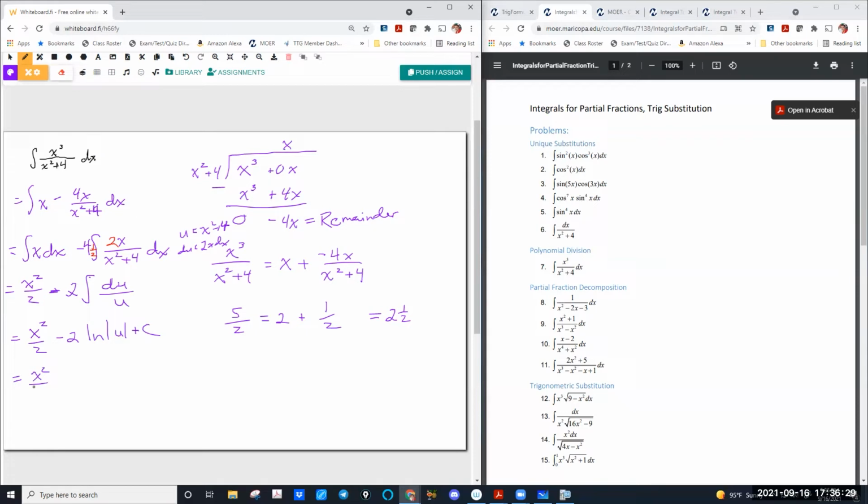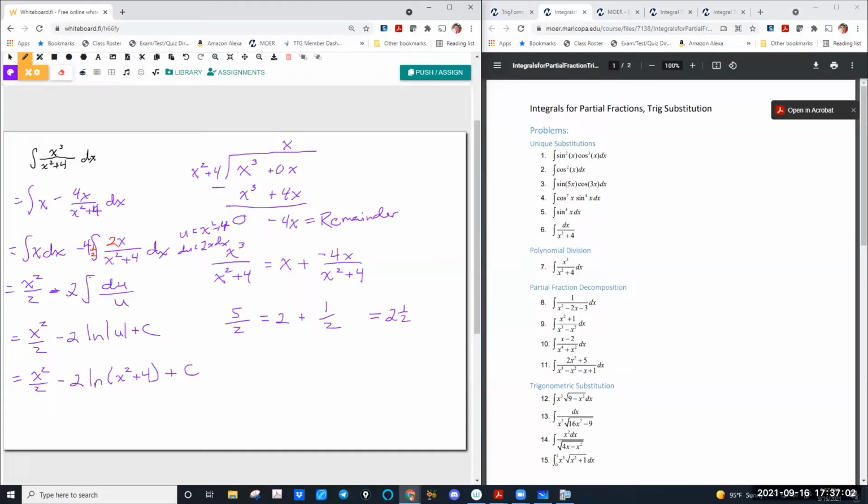So x squared over 2 minus 2 ln. You don't need the absolute value because x squared plus 4 is always positive because of the plus in the square. So if you don't want to write it, you don't have to. If you put it in, it does not make it wrong. Okay, so when in doubt, include it.